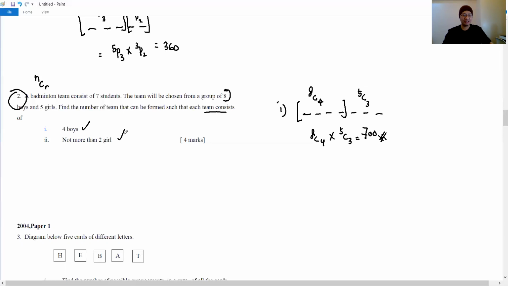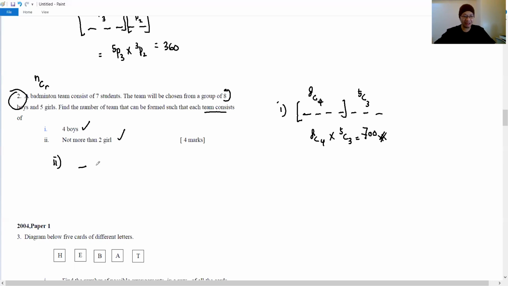How about number 2? Number 2, not more than 2 girls. If we have this kind of words, not more than 2 girls, this one is playing with inequalities. Not more than 2 girls means the maximum will be 2 girls in that team. Or it can be 1 girl only. It can be 2, the maximum, or lesser, which is 1. It also can be no girls at all. That means 2, 1, or 0 girls. So be careful when you solve the problem.